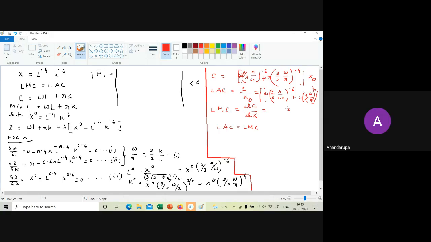Ma'am, can you explain how you got the C equals to part? How you got the cost function? Cost function is WL plus RK. Yes, ma'am. I'm considering L star plus RK star. So in this way I got it. The L star value is given by X naught by X naught into 2/3.